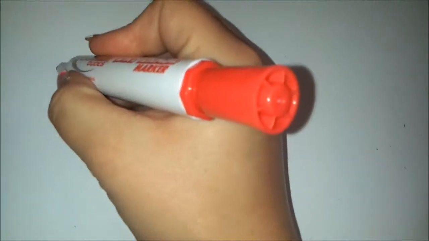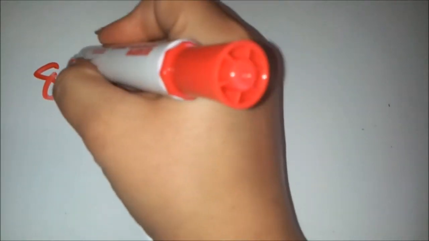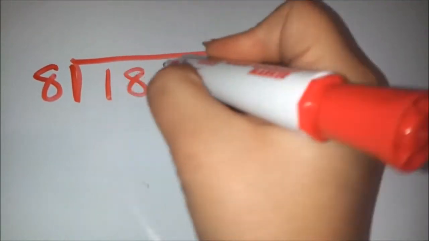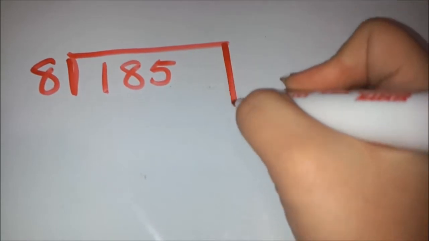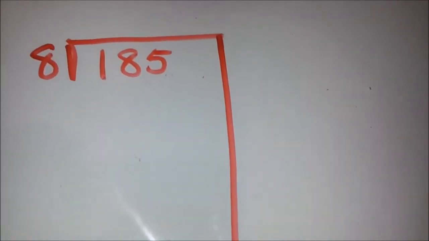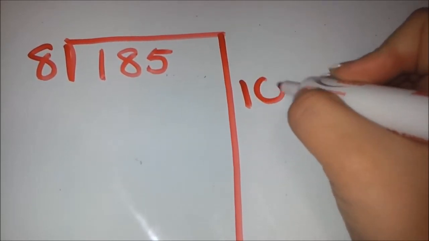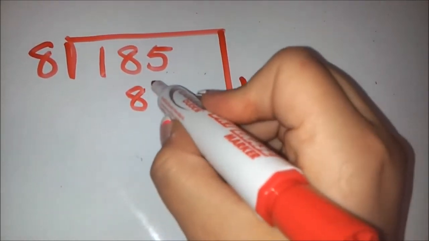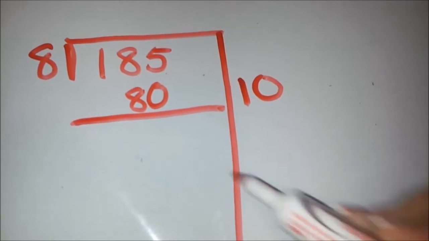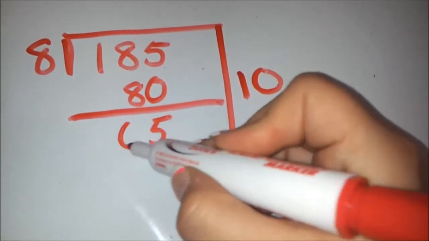Let's try another problem. This time, let's divide 8 into 185. Okay, draw your line down the side. Now let's take a look. We can't do 100, we know that. That would be too big. So we're going to use the tens. Let's try 10. 10 times 8, well that's 80. Let's subtract. That's going to give us 105.